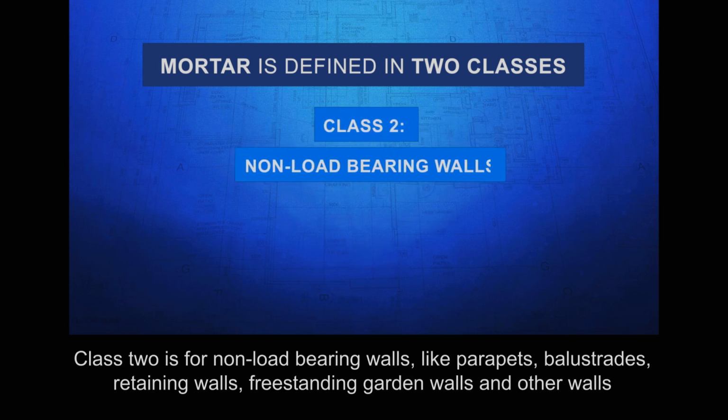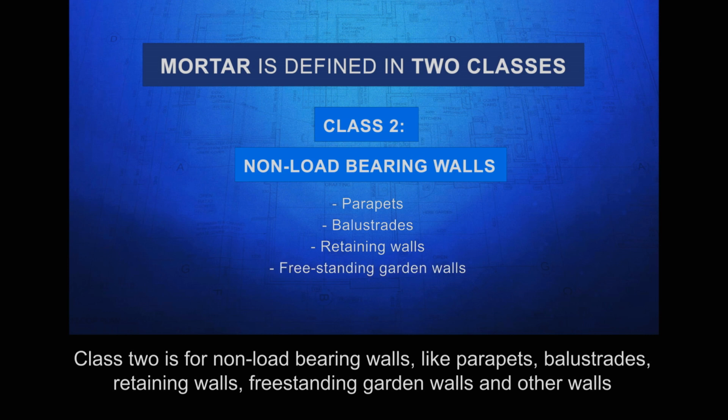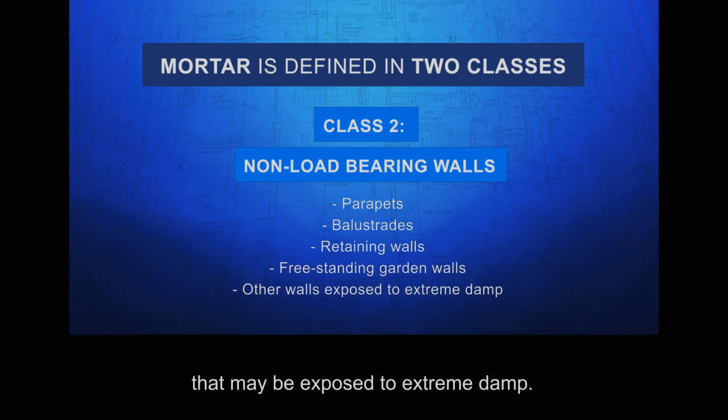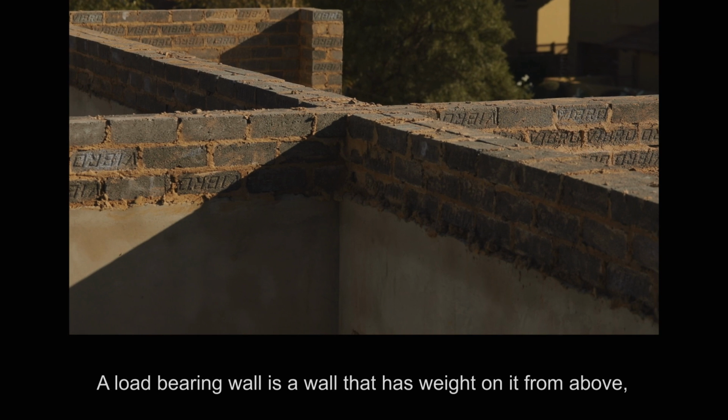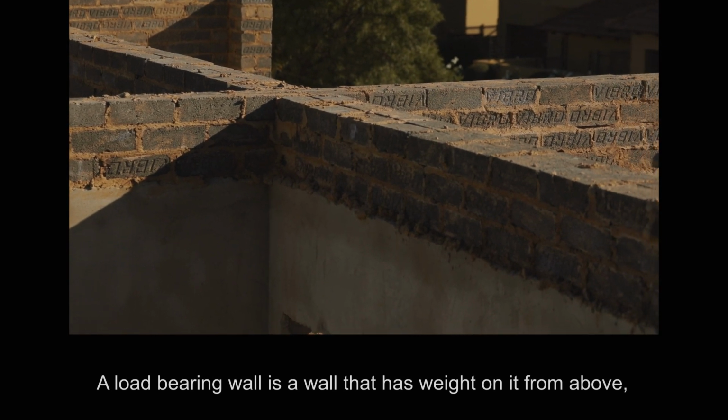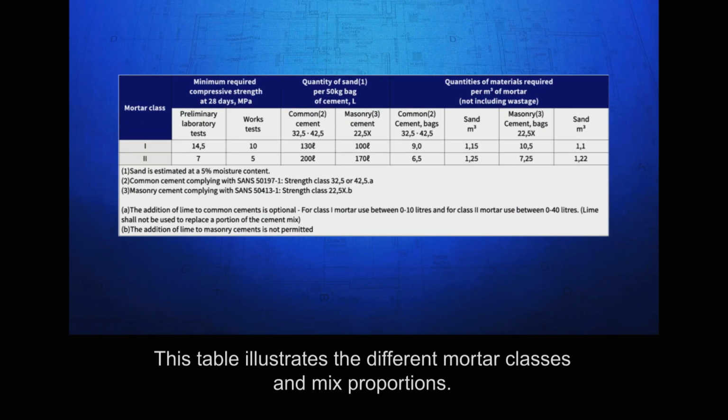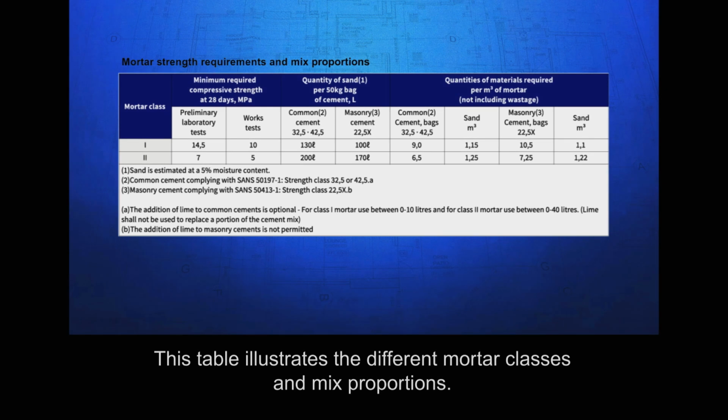Class 2 is for non-load-bearing walls like parapets, balustrades, retaining walls, freestanding garden walls, and other walls that may be exposed to extreme damp. A load-bearing wall is a wall that has weight on it from above. This table illustrates the different mortar classes and mixed proportions.